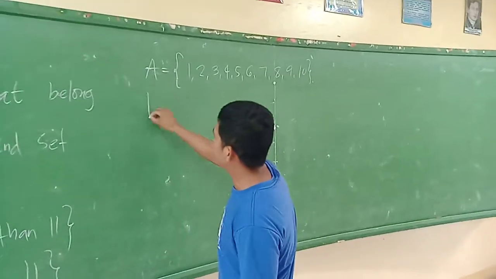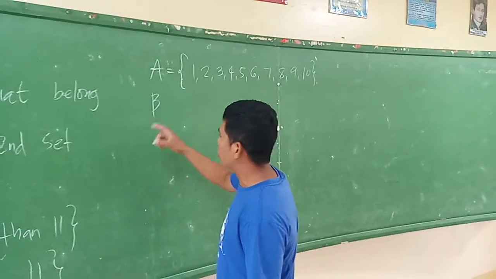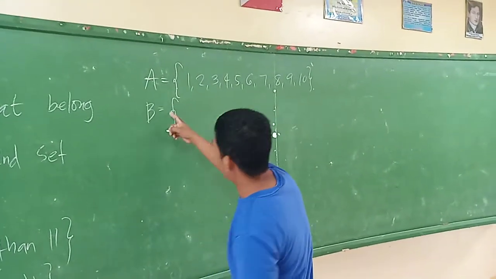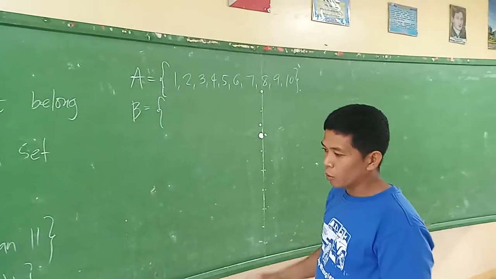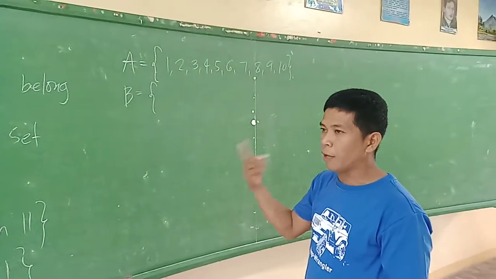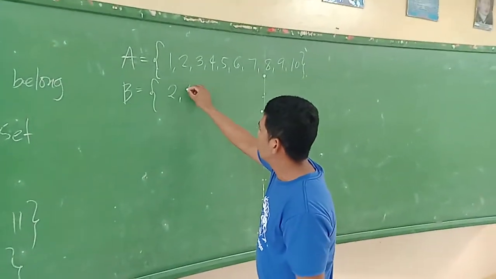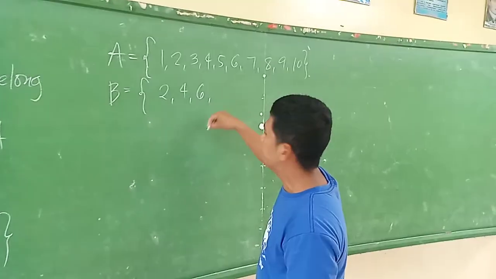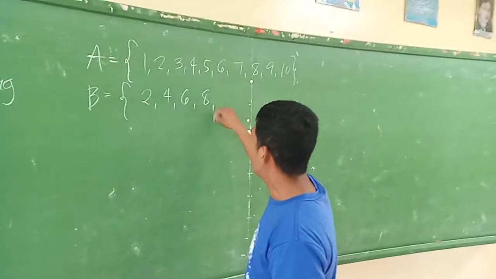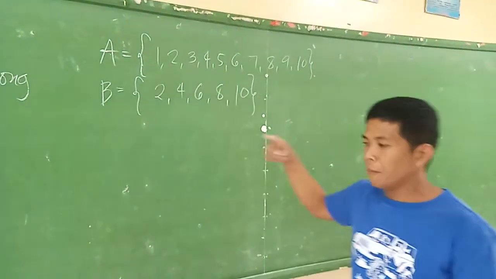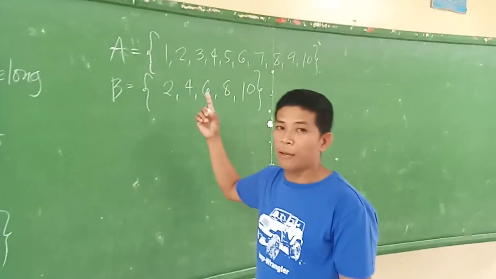And for set B, again we write a capital letter, then equals, followed by the braces. Open brace, even numbers less than 11. We start with number 2. We have 2, 4, 6, 8, and 10, because these elements are the even numbers that are less than 11.